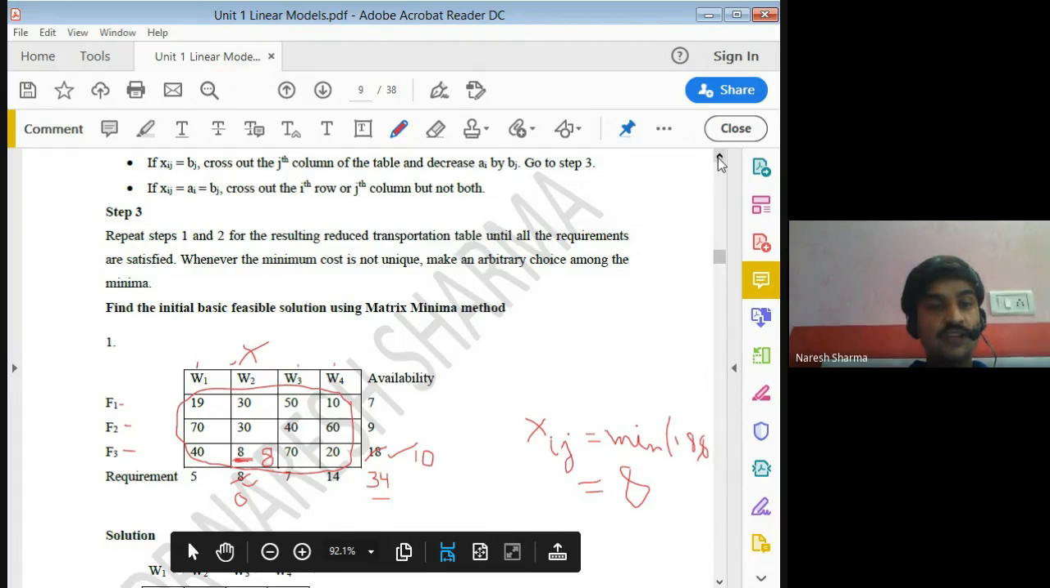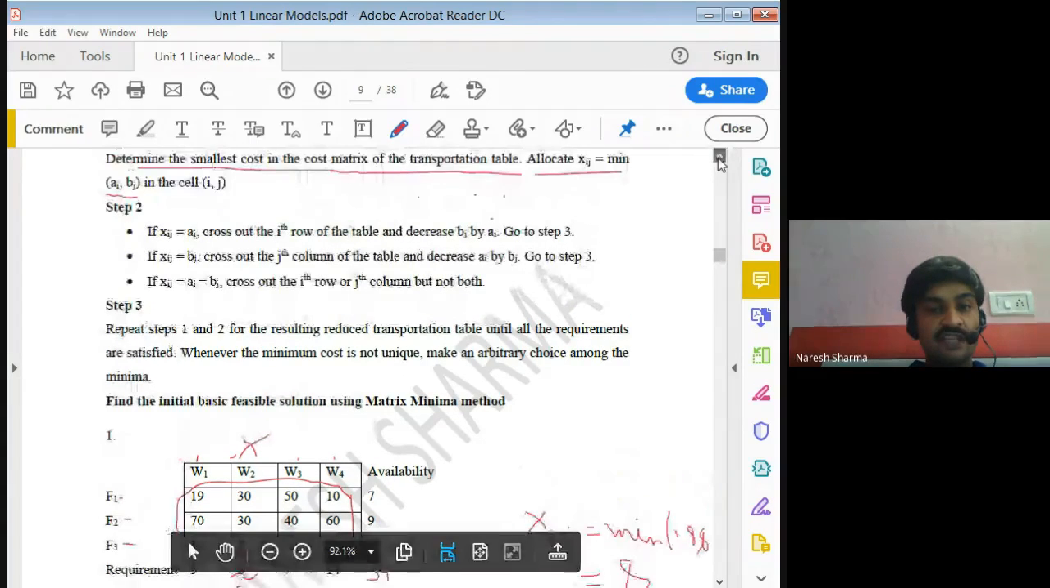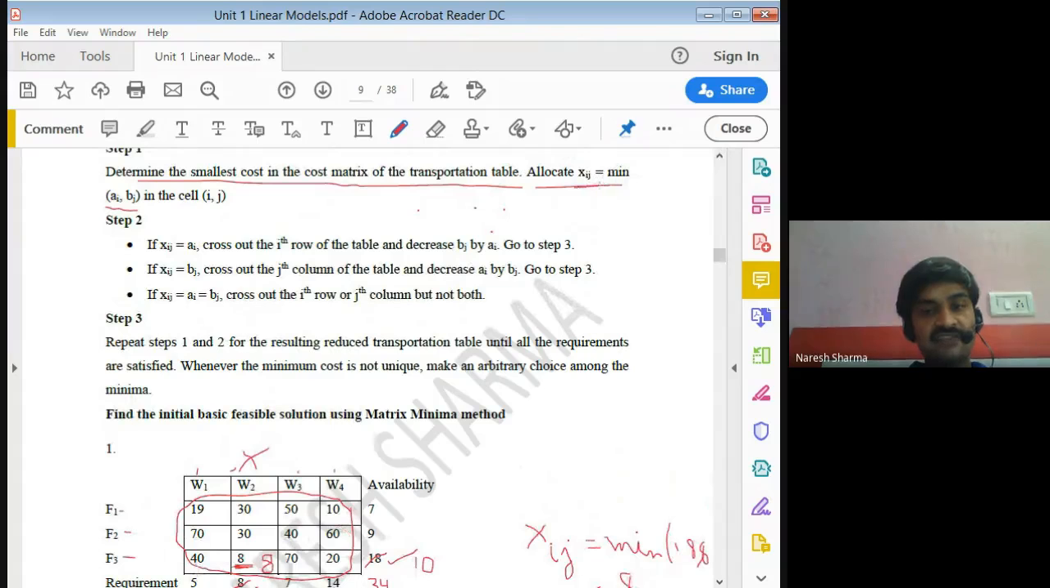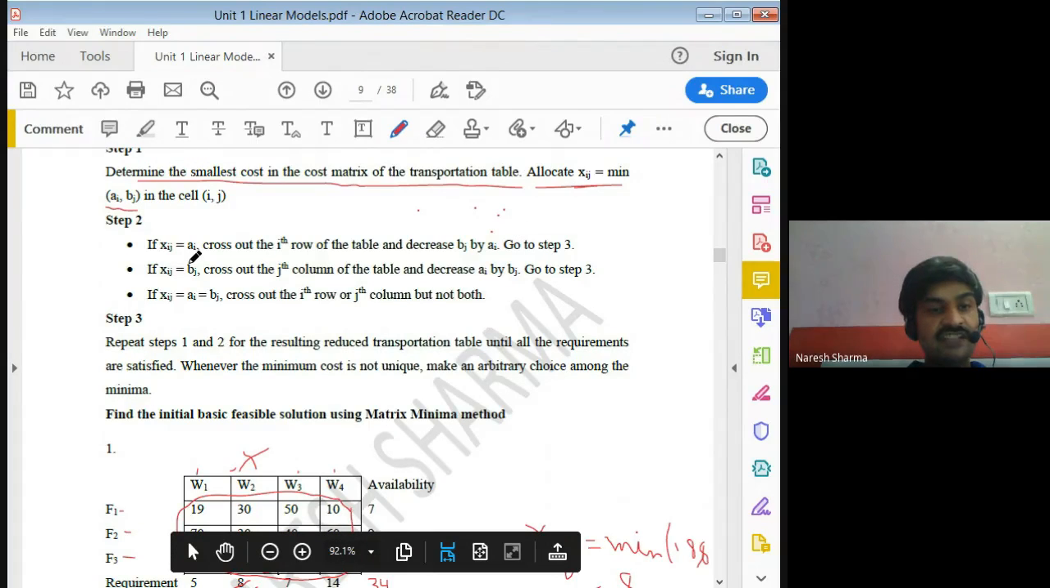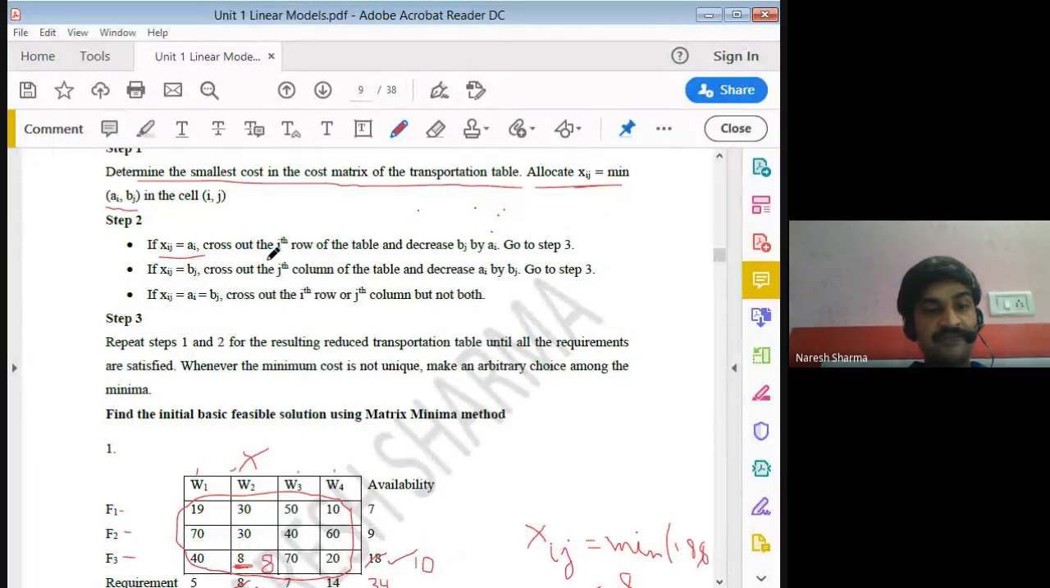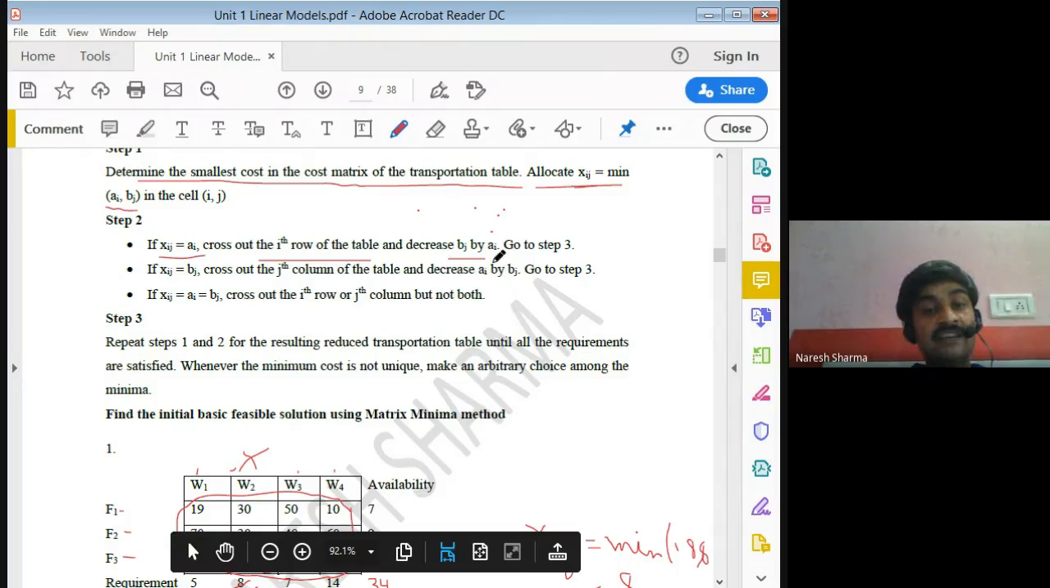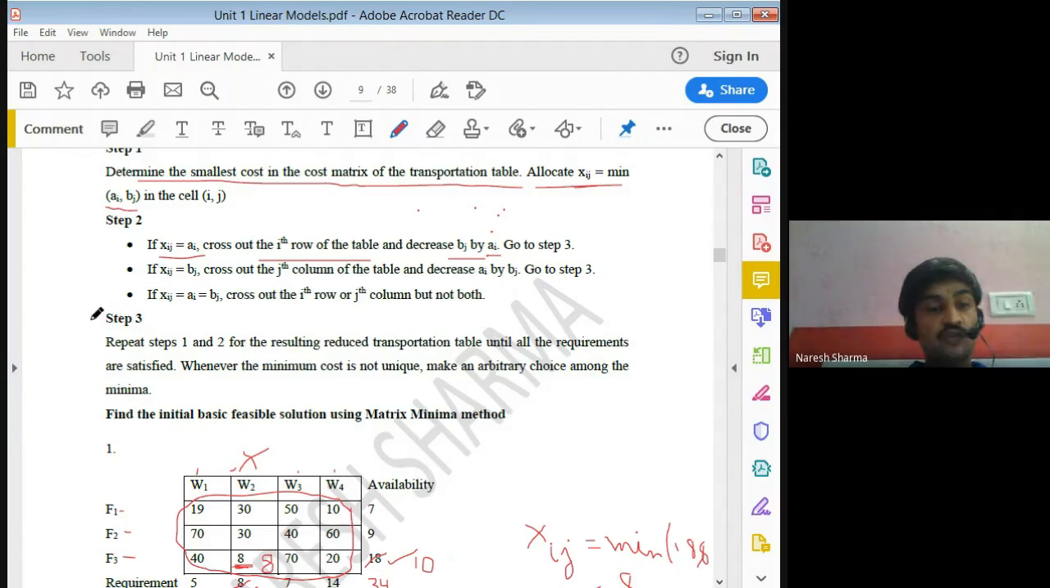So just check the algorithm. The algorithm says first you choose xij, which we've already done in this example, the minimum of ai and bj. In our problem it is 8. If xij is equal to ai, that is the availability, then we delete or cross the ith row and decrease the bj, that is the requirement, by ai, and go to step 3.